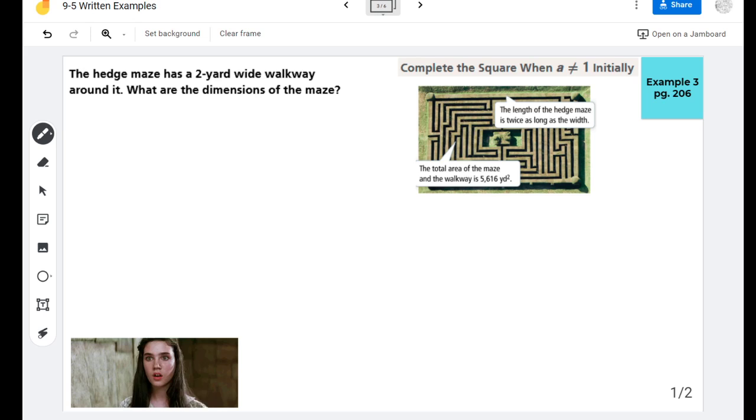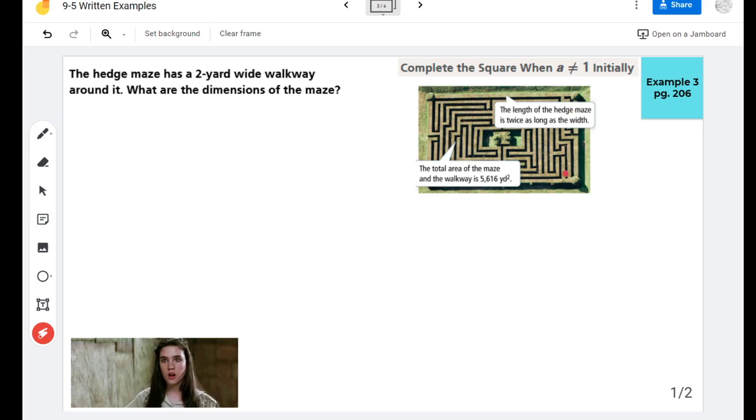Alright, so I kind of don't like that they introduced this with a word problem, but that's fine. There's this maze that has a two-yard walkway that goes around it, and they want us to figure out the dimensions of the maze.